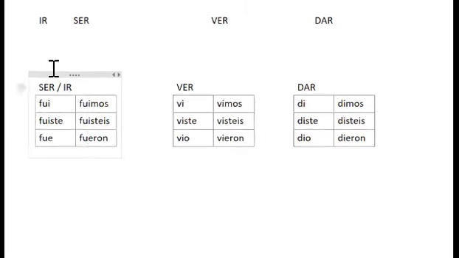Ir, ser, now it thinks it's incorrect. It is not, I promise. It just changed the language for the review.